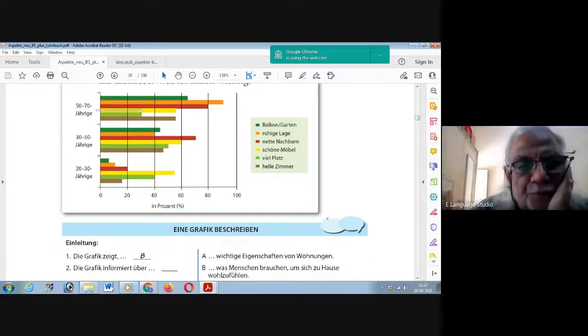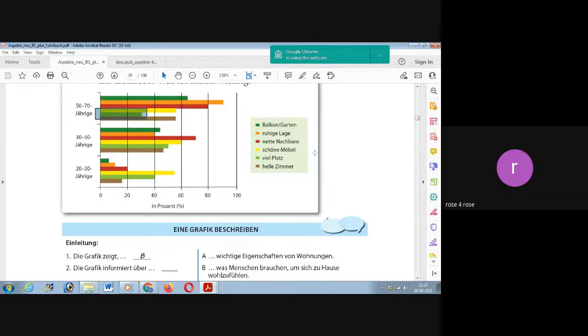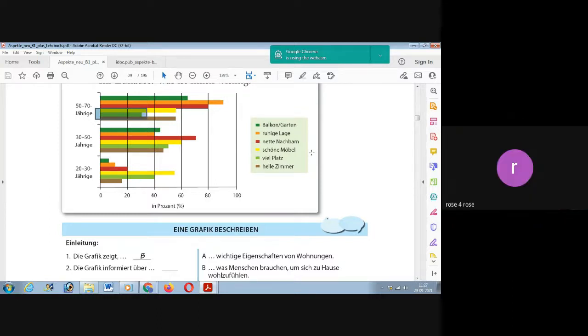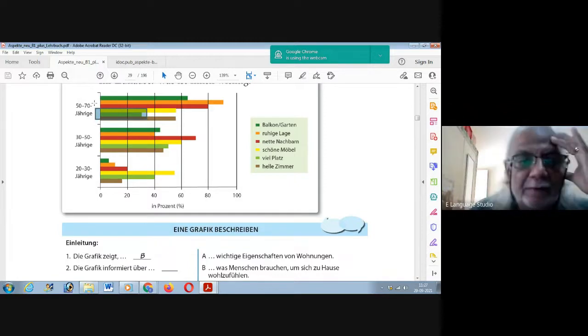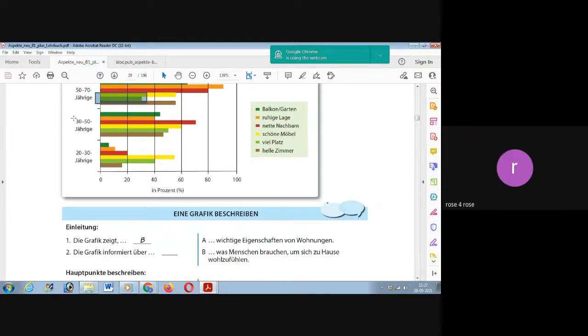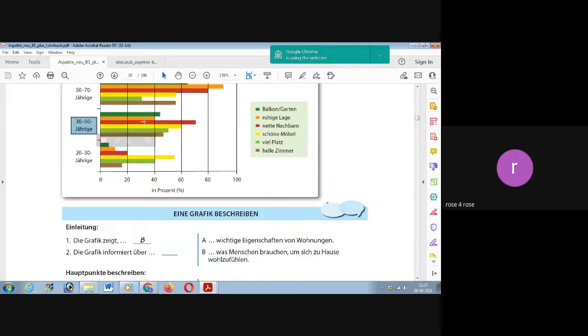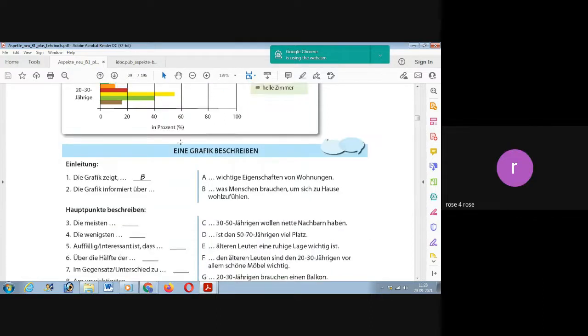Sie sind auch zufrieden, wenn es nicht viel Platz gibt. They're also okay if it's not very spacious. Im Unterschied zu den 50 bis 70-Jährigen, plural, wollen die 30 bis 50-Jährigen viel Platz. Compare this to this. Don't use this because this is very close, 40 to about 50. Whereas this is about 30 and this is 50. So you can use this also.